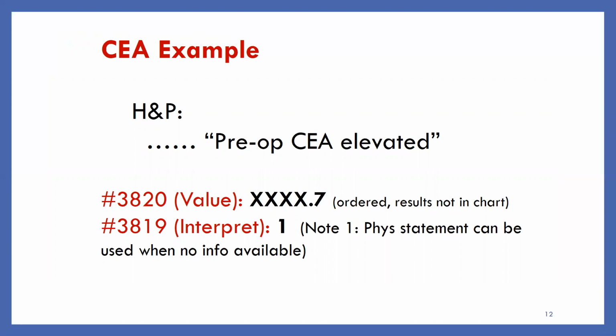Here's a common question for CEA: how to handle a case where you know the pre-op CEA was done and you know the interpretation. For example, it was elevated by a doctor perhaps in the H&P, but the test was done elsewhere and you don't have the value. So the correct coding for this would be that the value was ordered, but you don't have the results. And then you can code the interpretation. The physician stated that this is elevated, so you would code this to a 1.